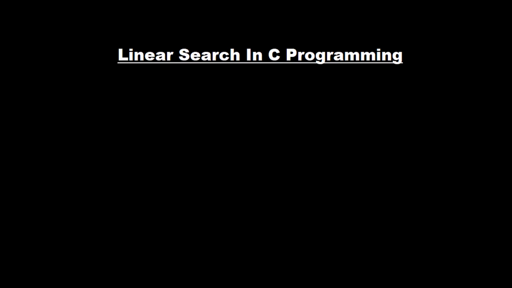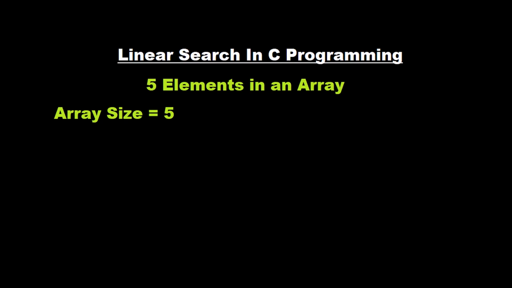As I told, our today's topic is performing linear search in C programming. So let's start. Let us take 5 elements in an array. So, if we take 5 elements in an array, the array size will be 5. So, this gives us our first variable, which is n. So, here in this case, I am taking the size to be 5. So, n is equal to 5.